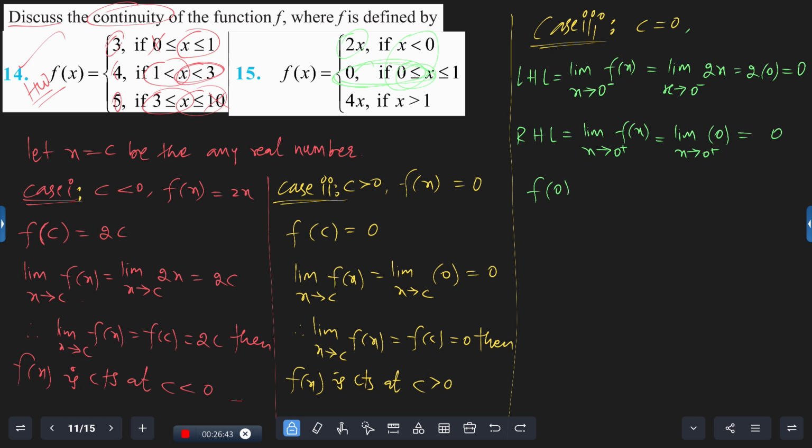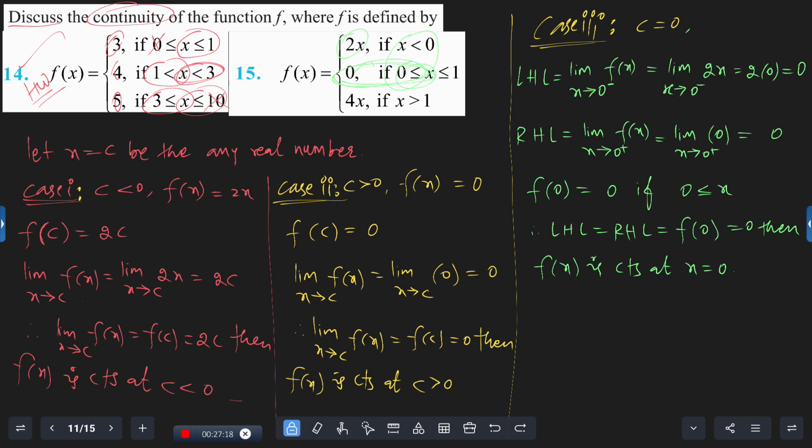So f of 0 is equal to 0 if 0 less than or equal to x. Understand? This one I have written. That's it. Now you can see that the left hand limit, right hand limit and f of 0 are equal to 0. Then what, Raja? Then f of x is continuous at x is equal to 0. That's it. Finally you can complete.